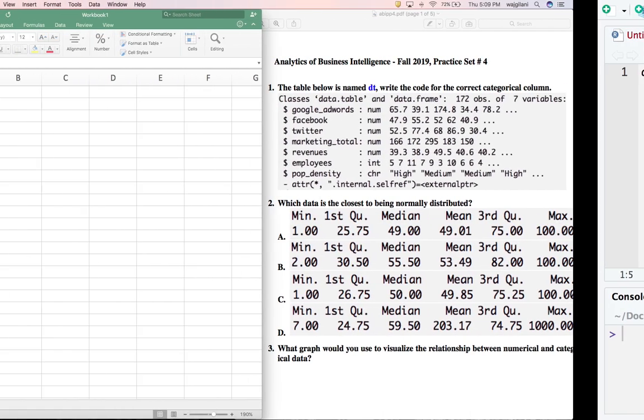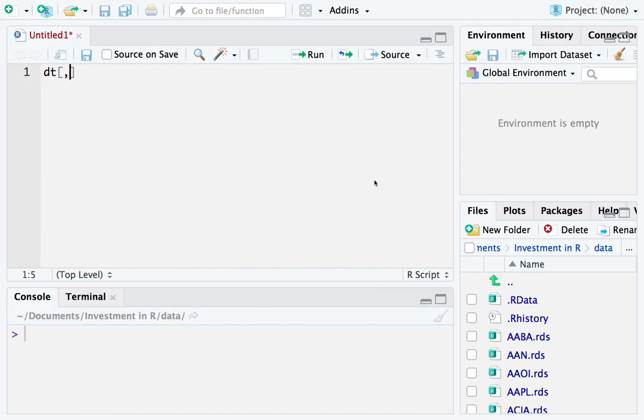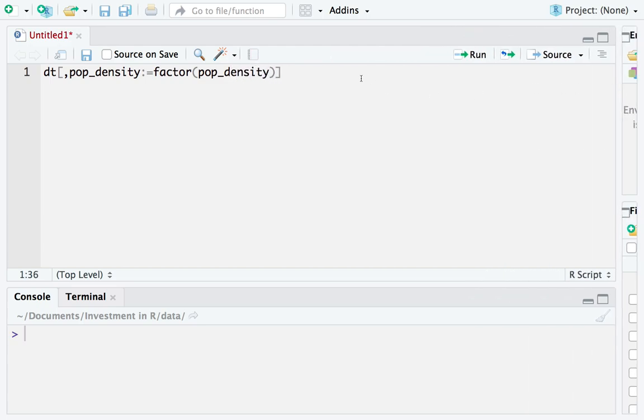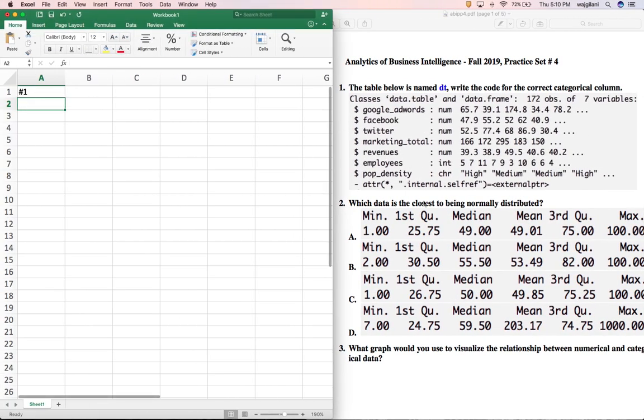comma, and the name of the column is pop underscore density equals factor. All right, and I want to factor on pop underscore density. Scroll this over a little bit so I have more room. Okay, I'm going to have levels, and the levels will be, right, notice that I will have to pass that into the C function again because I have multiple levels. But the levels are what? High, medium, low.